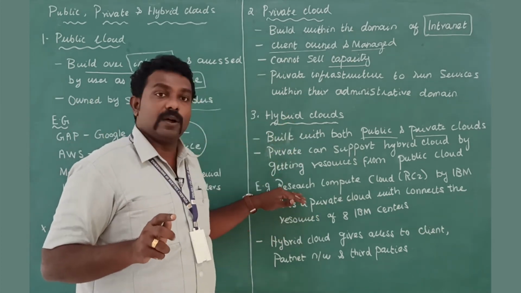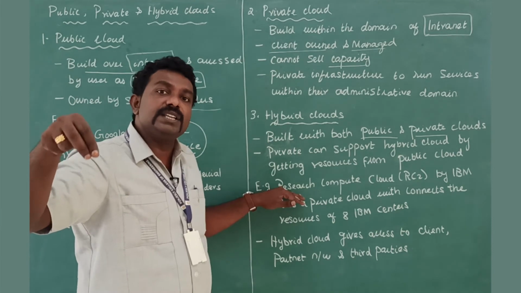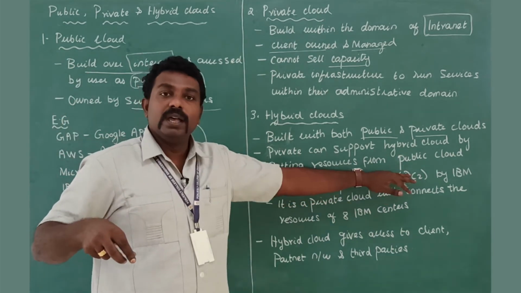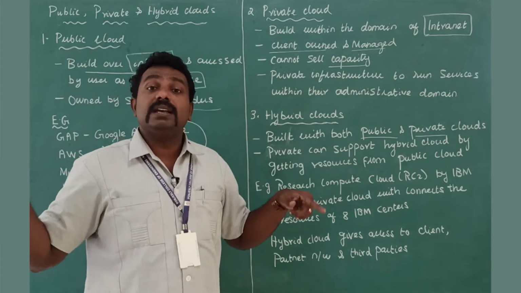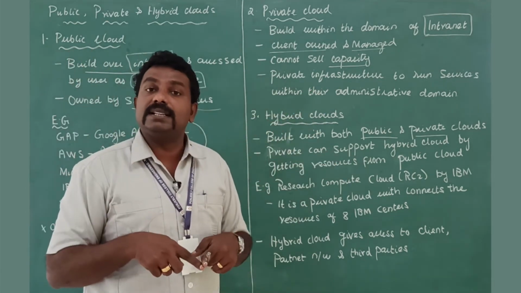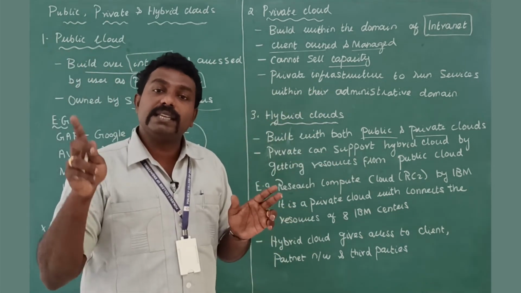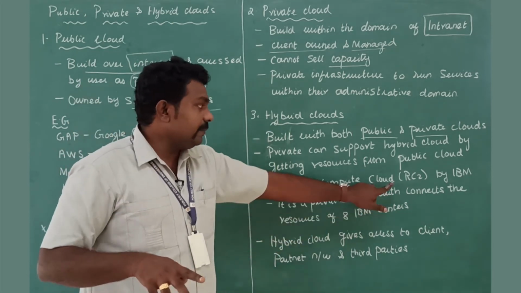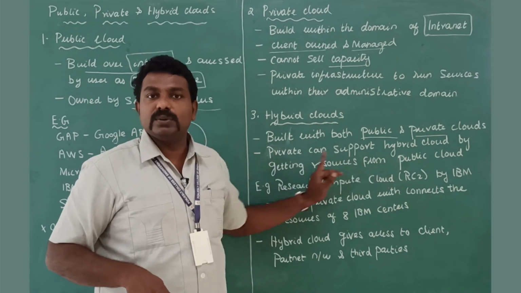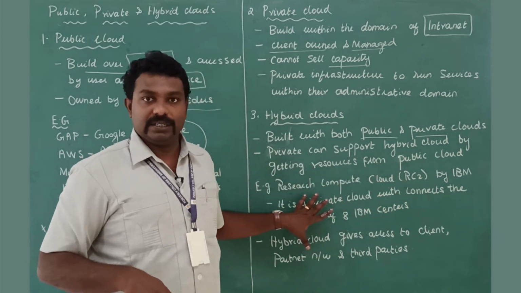This private cloud, their own organization cloud RC2, connects all these 8 data centers together. They are connecting the 8 data centers together with the private cloud, namely RC2. Hence you call this a hybrid cloud.